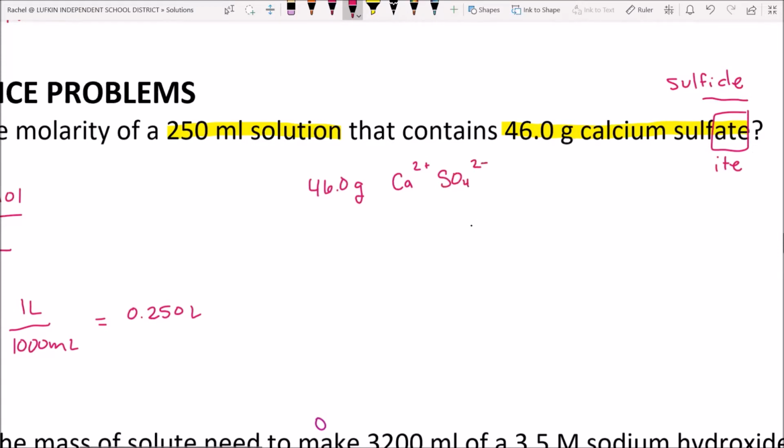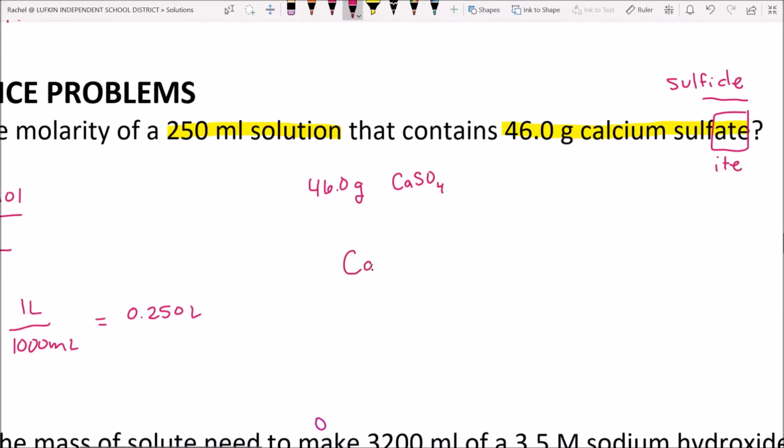SO4, great job, with a -2 charge. And so because these charges are the same, they're going to cancel out. So you don't have to do any crossing over here. Our formula is going to be CaSO4, right? That's because the charges canceled out. It's not always the case.